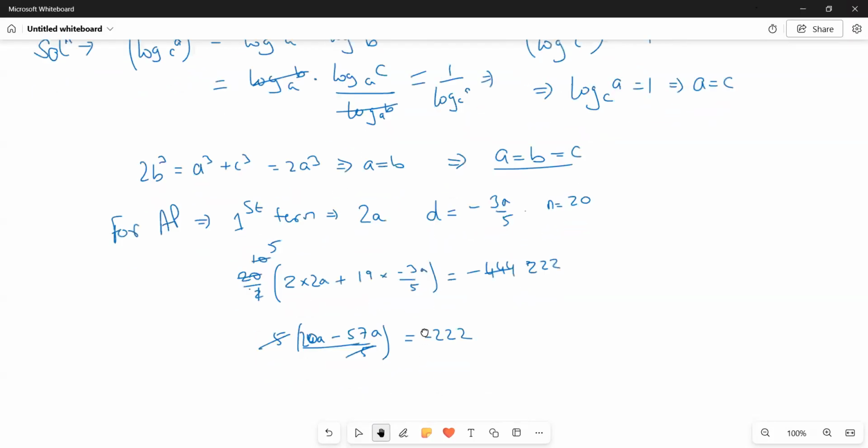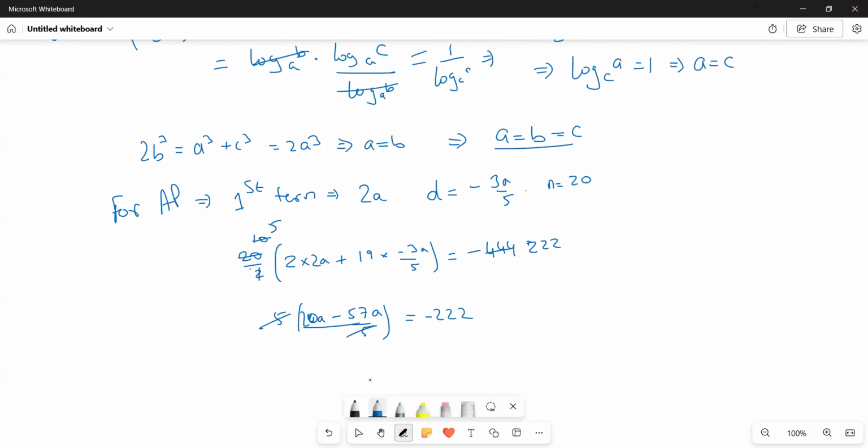Now how much would this be? Minus 37. So minus of 37A is minus 222. How much would be A? 6. 222 by 37. सर 6. 6 आ जाएगा. So A is equal to 6.